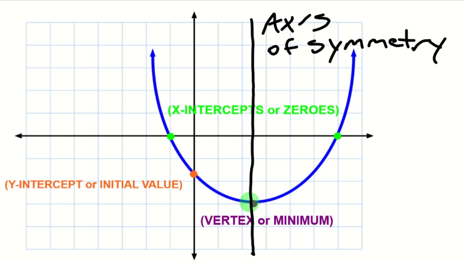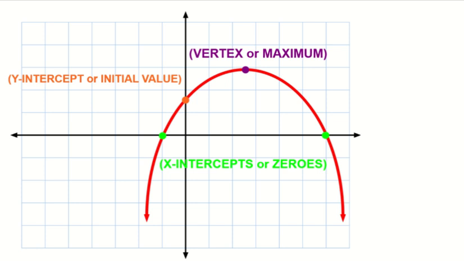Now, if you have the frowny face, it's pretty much the exact same thing. You have your x-intercept. You have your y-intercept, your initial value. And then you have your vertex. The only difference this time is when you have the vertex, instead of a minimum, it's a maximum.